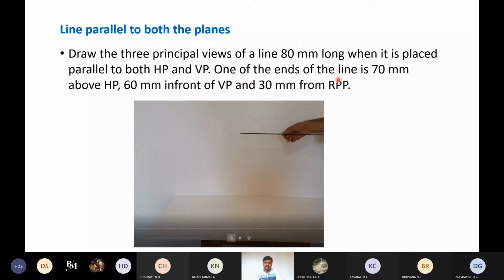one of the ends of the line is 70 mm above HP and 60 mm in front of VP. From VP to this line, it is 60 mm. Above HP, you can see from the front; 60 mm in front of VP, you can see from the top. Next, 30 mm from RPP. So from the right profile plane, one of the ends should be 30 mm. I will consider this problem and show the procedure to solve it on SolidWorks.